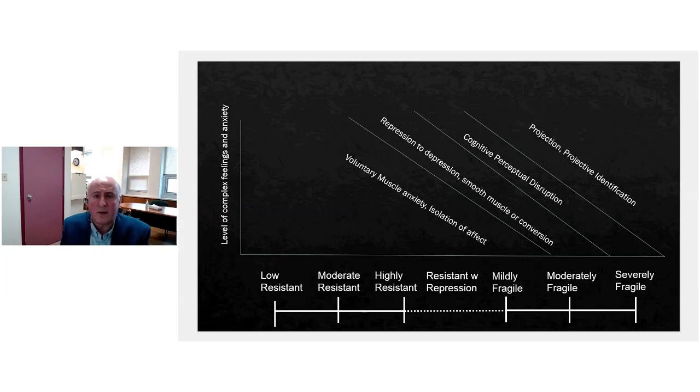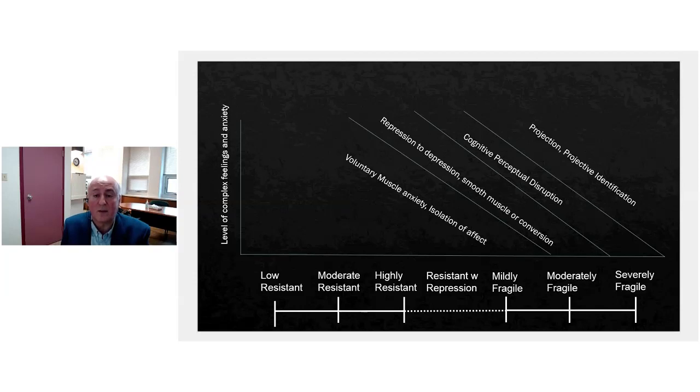The next three groups here are this fragile group who have cognitive perceptual disruption and primitive defenses at some level of rise in feeling. The mildly fragile person can have some muscle tension, some repression, and then at higher levels of anxiety get confusion and also get these projective processes.